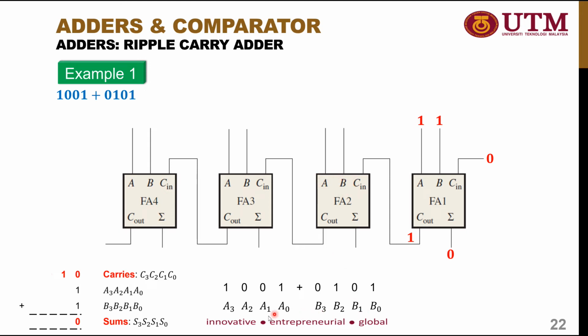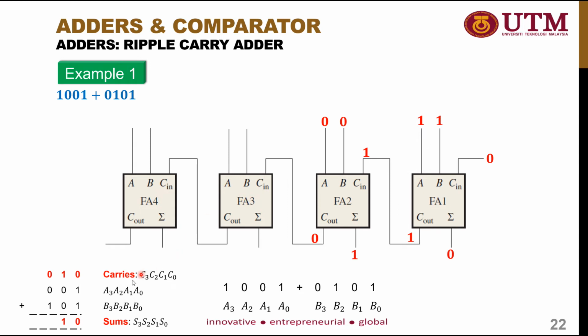So 1 will be directly connected to the second Cin, and the second input, which is B1 and A1, which is 0, 0. So 1 plus 0 plus 0 will be equal to 1 with the carry of 0. Okay, so you get 1 with the carry of 0. So 0 will be connected directly to the Cin of the third full adder.